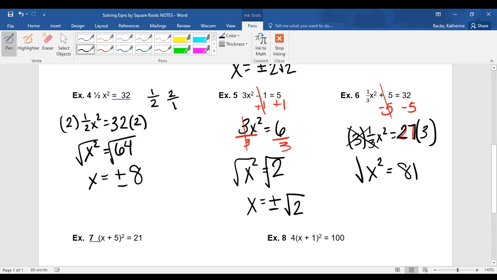Square root both sides now that x squared is by itself. The square root of x squared is x. The square root of 81 is plus or minus 9.